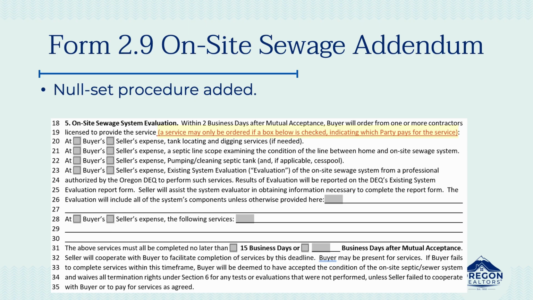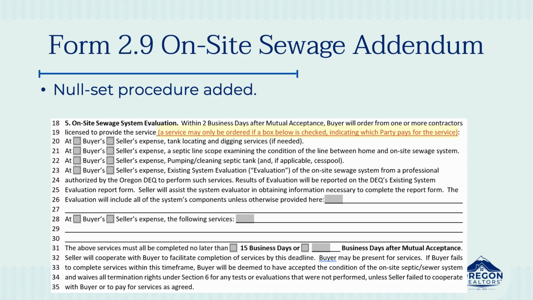The main one that is done is on line 23, the existing system evaluation. This is the DEQ standard system evaluation. The results will be reported on DEQ's existing system evaluation report form. The seller is supposed to assist the system evaluator in obtaining any information they need to complete this report form, and the evaluation will include all the system's components unless you specify otherwise. You can do more limited evaluations. It just depends on how you specify within this section.